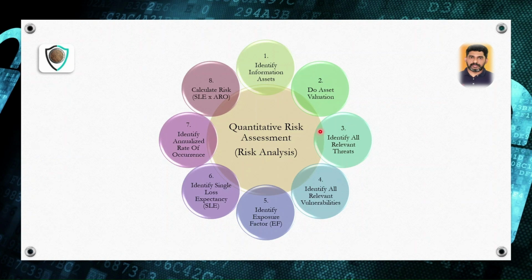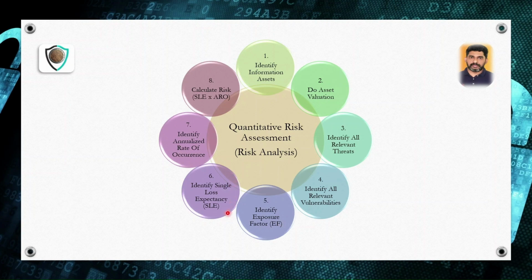After that, you identify all the relevant threats to your information assets, and for each threat, you will identify all the relevant vulnerabilities. After that, you will identify the exposure factor. So exposure factor is calculated in terms of percentage. So if I have an exposure factor of 15%, it means if the threat exploits the vulnerability, I am likely to lose 15% of my asset value.